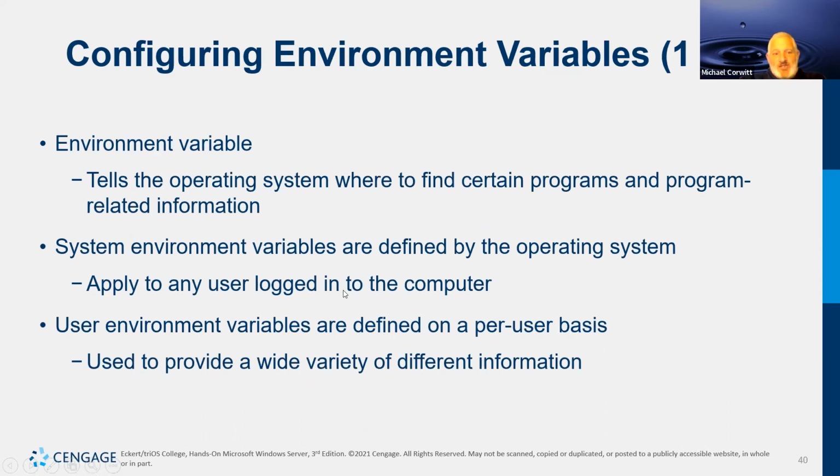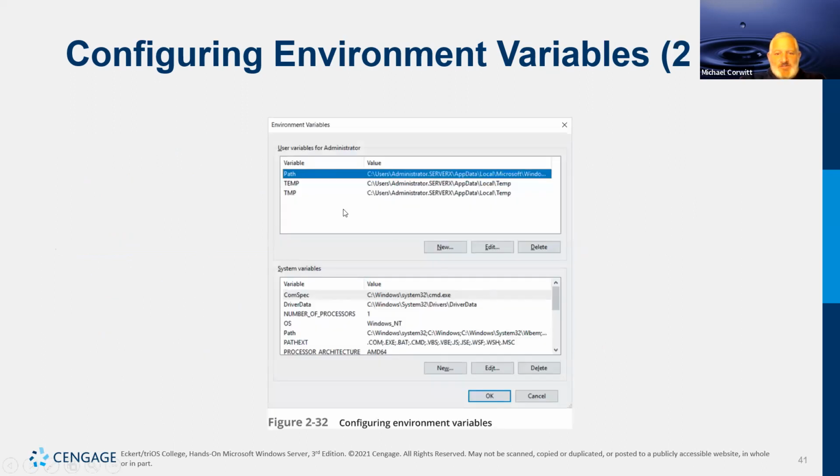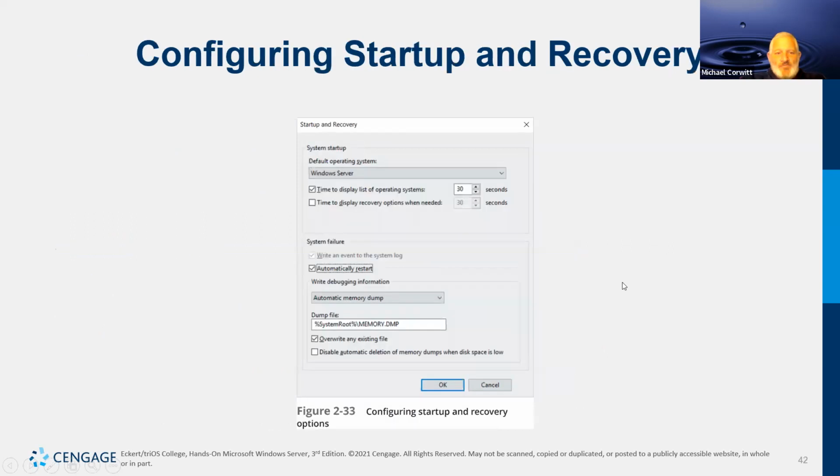Environment variables tell the operating system where to find certain programs and program-related information. System environment variables are defined by the operating system and applied to any user logged in to the computer. User environment variables are defined on a per-user basis and used to provide a wide variety of different information. And this is how you will see it when we go in there and take a look at it.